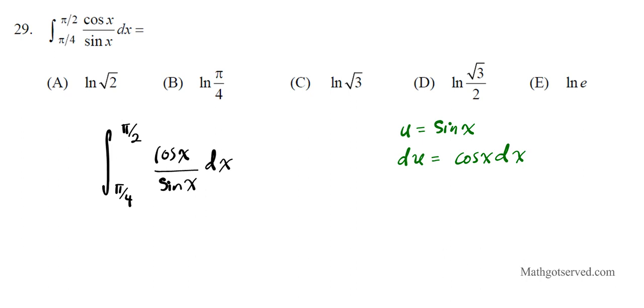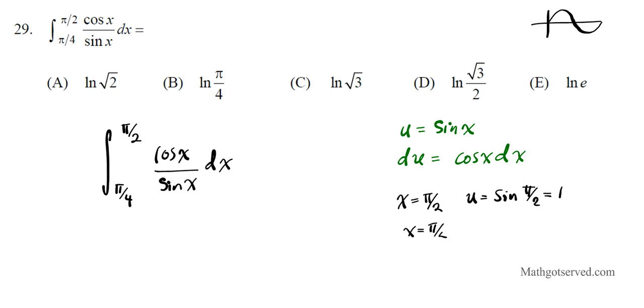So let's do this. So u is sine x, then we know that x is pi over 2, that's the upper limit, and then u is going to be sine of pi over 2. And then I like to use my curve to do this. Sine of pi over 2 is 1, so u is going to be 1. That's the upper limit, and then the lower limit, pi over 4. The lower limit of u is going to be sine of pi over 4, and we know that is root 2 over 2.